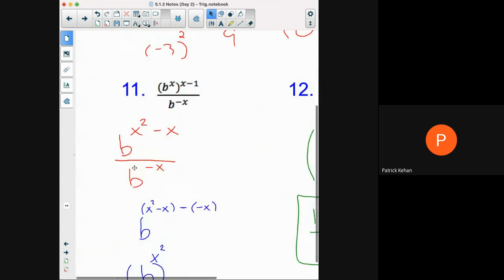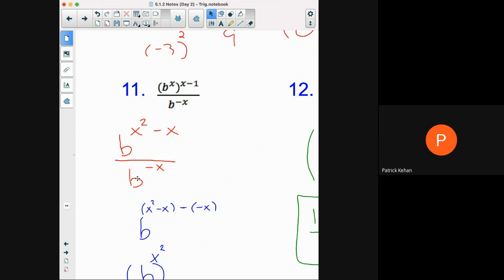Next up is number 11. This is b to the x raised to the x minus 1 power divided by b to the negative x. So there's no rewriting the base as a prime number at this point, because these are all just parameters, b's. But I'm going to use my property, right? And I am going to follow order of operations, right? So I'm going to work in the numerator first. There's nothing I can do in the denominator. So I'm going to multiply these exponents together. That's the rule. So x times the quantity x minus 1 is x squared minus x. Make sure you distribute this first exponent to both terms here.